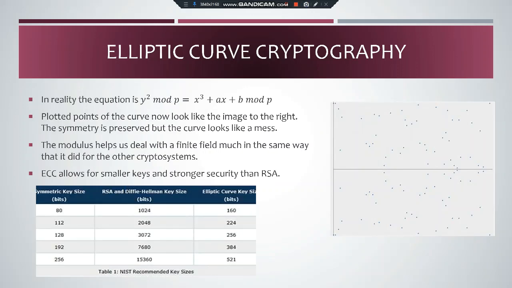In reality, the curve looks more like something on the right here. This is a bunch of plotted points of an elliptic curve that is wrapped around a finite field. That's the effect of mod p, just similar to the way mod p was used in the other asymmetric crypto systems. You're just dealing with a finite field. And you can see that a 256-bit key provides as much security as a 3072-bit key for RSA or Diffie-Hellman. It also is much faster in creating digital signatures.